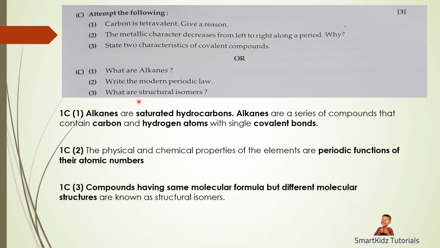Third, write what are structural isomers. Compounds having the same molecular formula but different molecular structures, or you can say structural formulas, are known as structural isomers. Something like propane. Propane can be written as a straight chain hydrocarbon, or it can also be shown as a branched hydrocarbon, wherein one carbon will be attached to another carbon as a branch. But the number of carbon atoms and the number of hydrogen atoms present in that will remain the same.